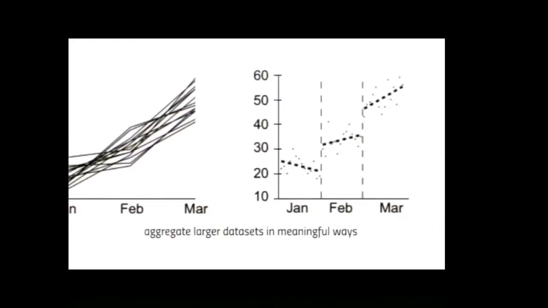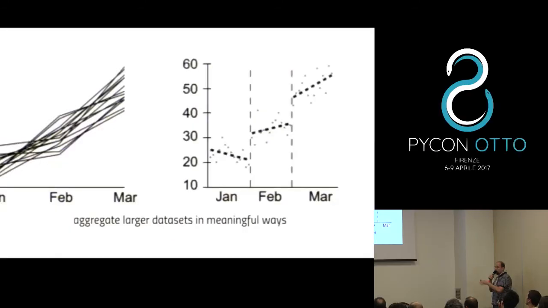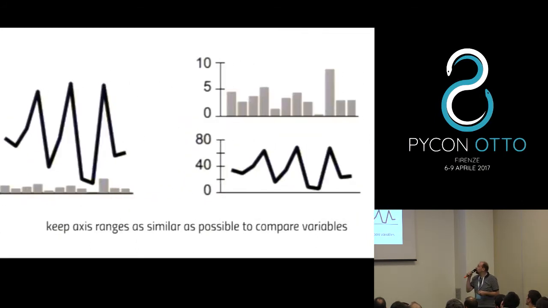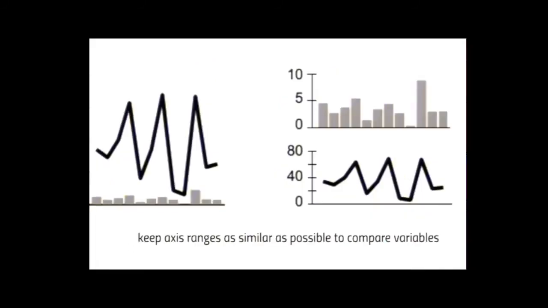And if you have to display many lines, it's perfectly meaningful to aggregate them, but be careful what you're aggregating. And if your idea is to compare series of data that probably live in different ranges and you have to compare their fluctuations, then you can modify axes reasonably, meaningfully.